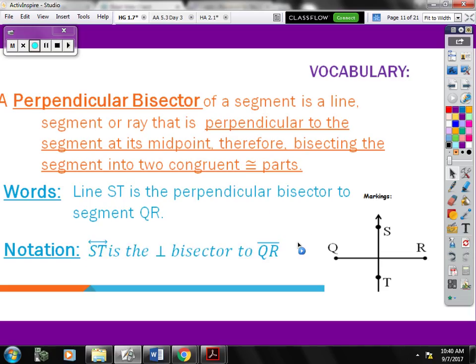Okay, the words again are kind of long. Line ST is the perpendicular bisector to segment QR. The notation, you really just get to insert a perpendicular symbol and do line and segment bars, so it still is kind of long. And you don't have to write out the words on your notes unless you think you need to. Most of you can look at the notation and read it out loud, I think, at this point.